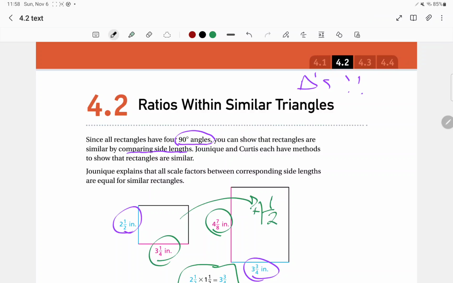Okay, that is it for 4.2, ratios within similar triangles, very similar to 4.1. The difference is the angles for triangles. If they're different, they are not similar. Same with parallelograms. Rectangles are defined as having all angles always 90 degrees, so that's a little bit different.